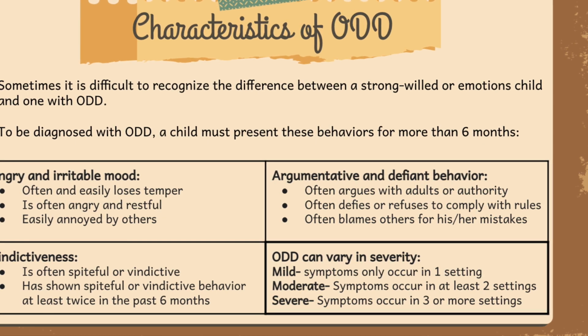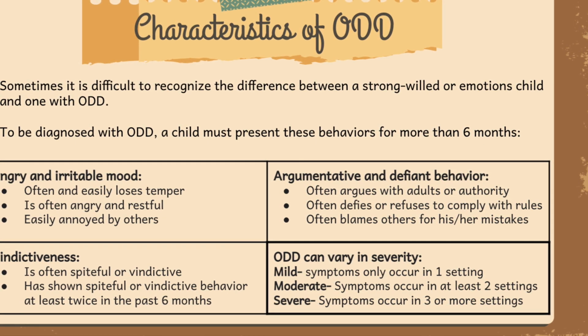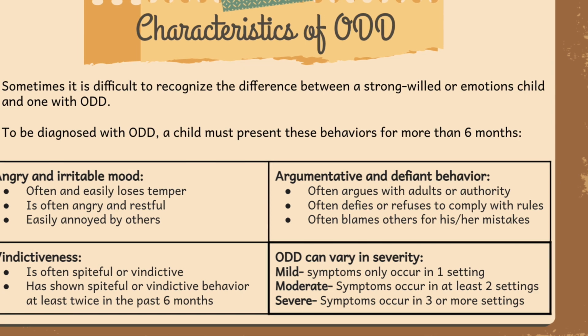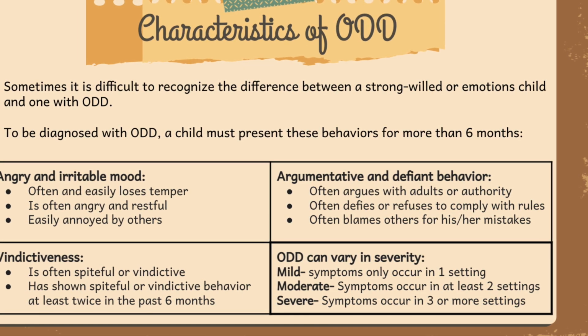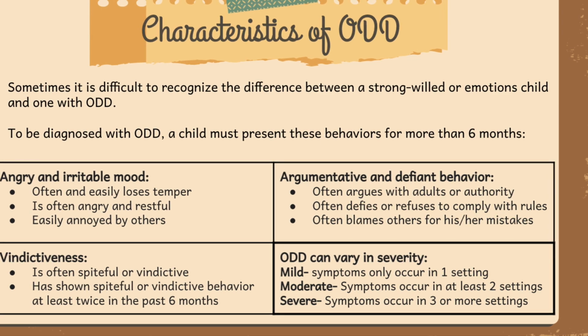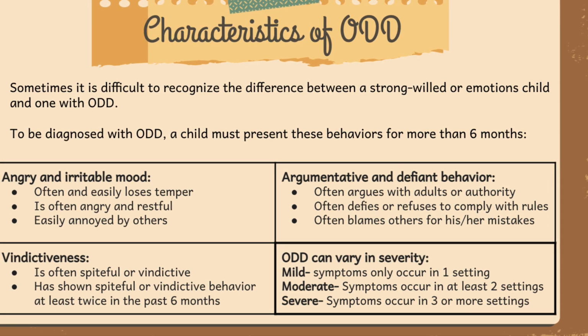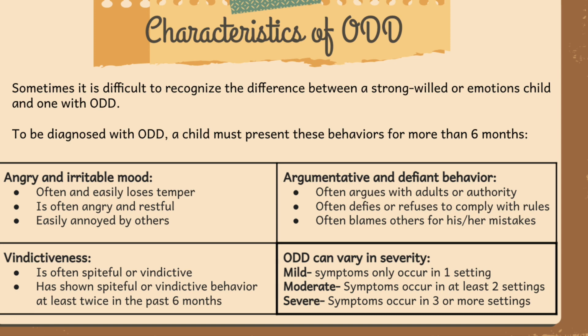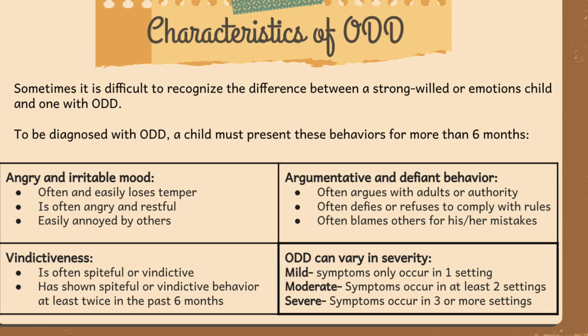Characteristics of ODD. Sometimes it is difficult to recognize the difference between a strong-willed or emotional child and one with ODD. To be diagnosed with ODD, a child must present these behaviors for more than 6 months: angry and irritable moods, vindictiveness, argumentative, and defiant behaviors.